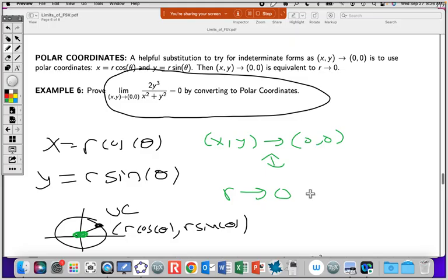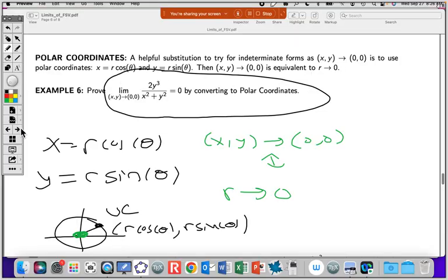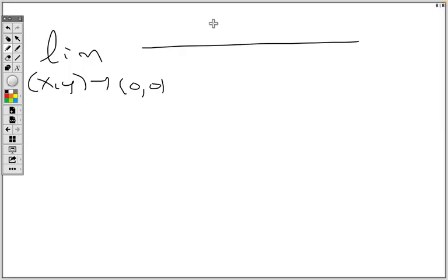And what's nice about this is it takes away the two variables and replaces it with just the one variable, with a little caveat. So we have to be a little careful on it. But let's see what happens if we look at this limit when we substitute these expressions in for x and y. So the limit as (x,y) goes to (0,0) of 2y cubed over x squared plus y squared.